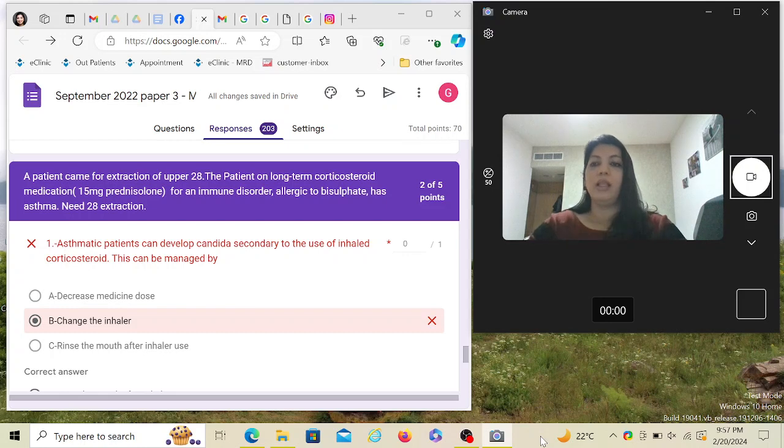Understand? Now, the patient needs to wait extraction. So let's see what is the sub question. Asthmatic patients can develop candida infection secondary to the use of inhaled steroids.